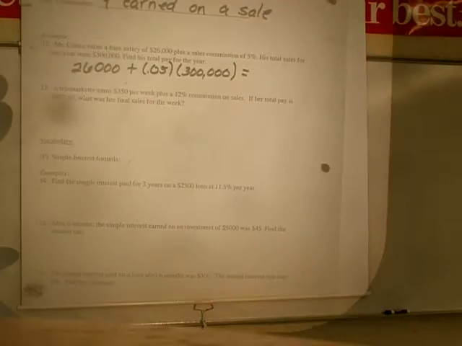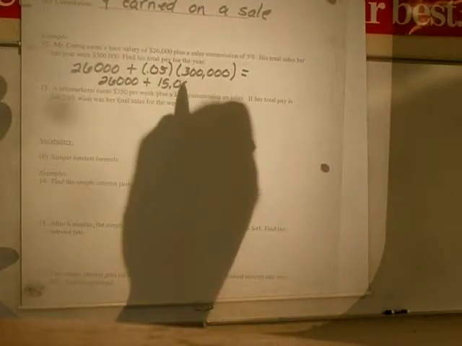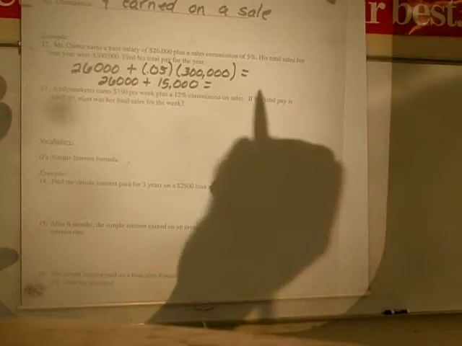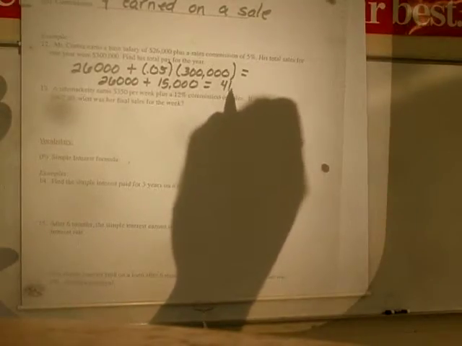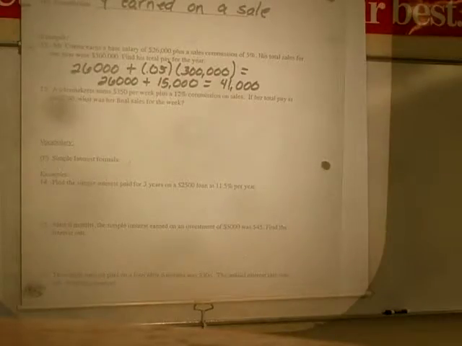So we need to take 5% of $300,000 and add that to his initial $26,000. This becomes 26,000 plus 0.05 times 300,000, which is 15,000 that he gets in commission, for a grand total of $41,000.